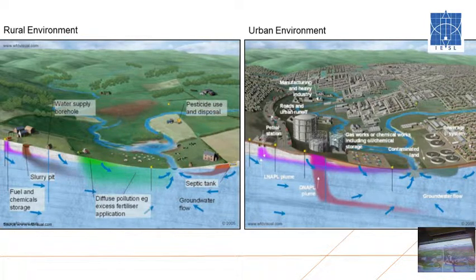But in contrast, in rural environments, pollution could be due to leachate from farmland or from the excessive use of fertilizers, which can create pollution spread over large areas or long periods. So this type of pollution is called diffuse source pollution.